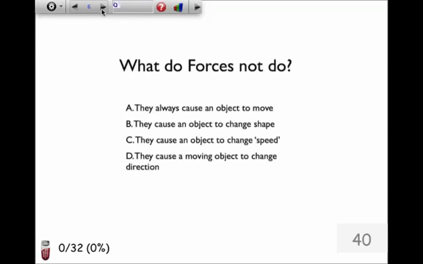Next question: what do forces not do, though? If you were listening to what I was saying about certain words you shouldn't really use as much in science, the answer is very obvious in this one. Just to speed it along a bit.